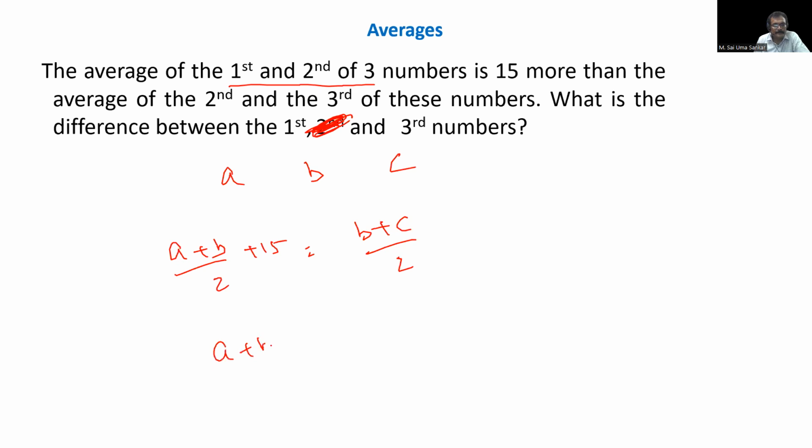A plus B plus 30 is equal to B plus C, right? A plus B plus 2 into 15, 30 by 2. 2 gets cancelled. B and B get cancelled. A minus C equals 30. So what is the difference between the first and third numbers? That is equal to 30.